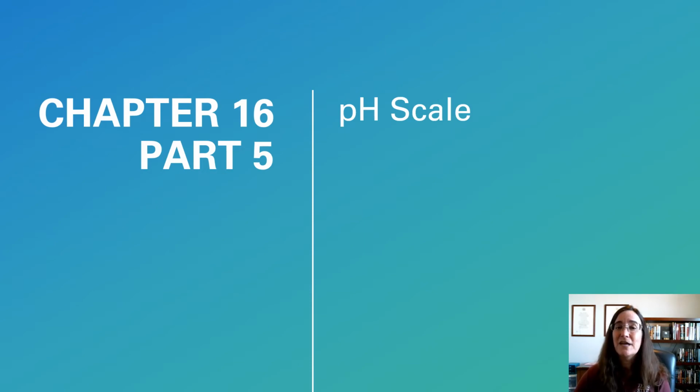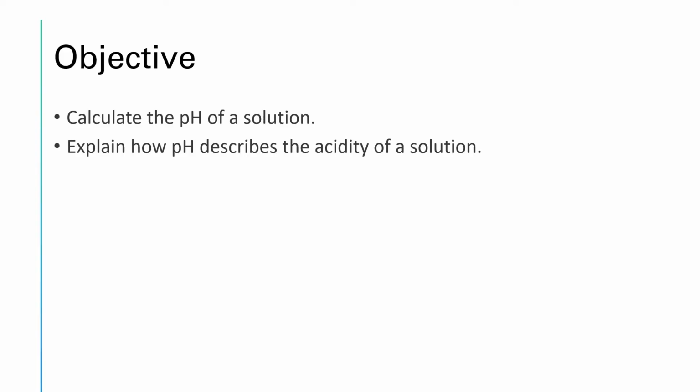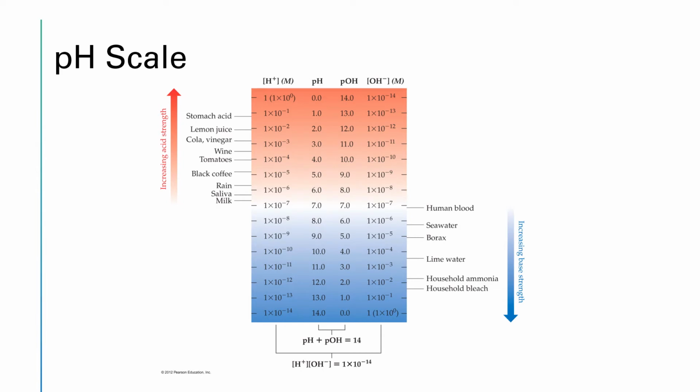We're going to define what the pH scale is and the equation for calculating pH, and then look at how you would use that equation to find the pH of some solutions. Our objectives are to calculate the pH of a solution and to explain how pH describes how acidic or how basic a solution is. The diagram on this slide gives a lot of data points with examples showing you the pH and the pOH scale.